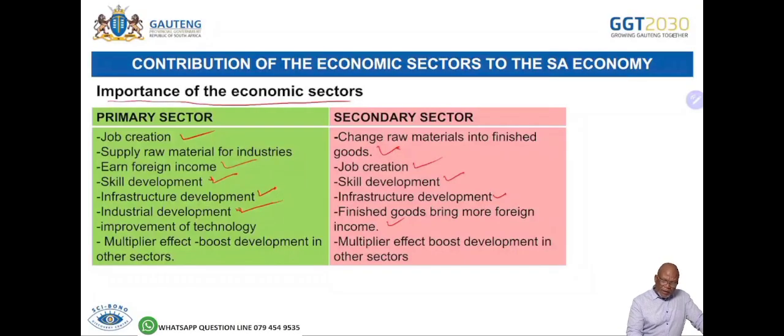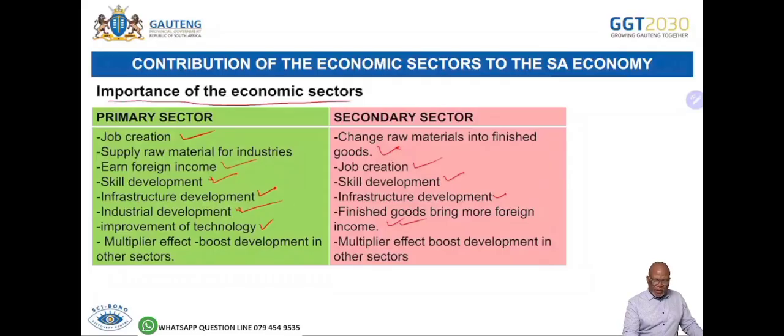But also again here, industrial development, here, it can also result in income. We can earn income here. As you can see here, finished goods bring more foreign income. Yes, they bring foreign income, but we can also get foreign income by exporting our raw material as they are, for other countries to manufacture products from them. So you can see we have foreign earning with primary sector, we have foreign earning in secondary sector. So the answers are the same. The answers are interlinked.